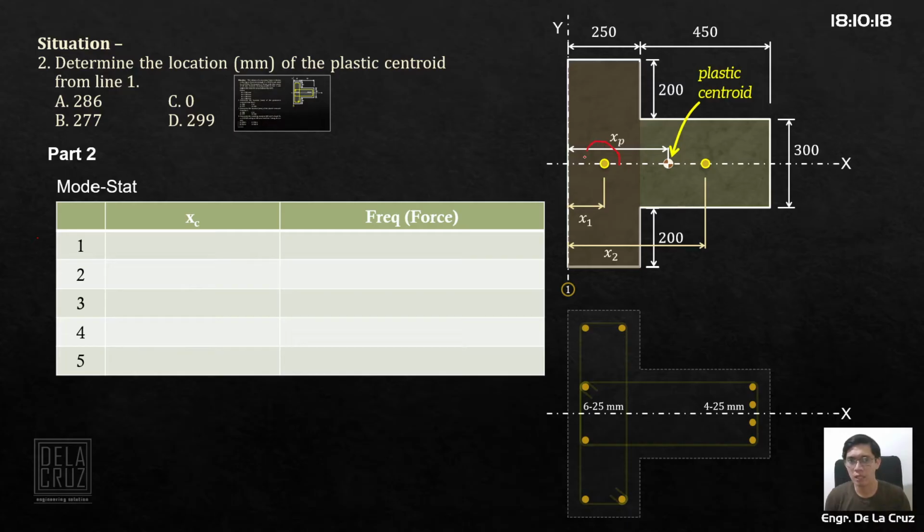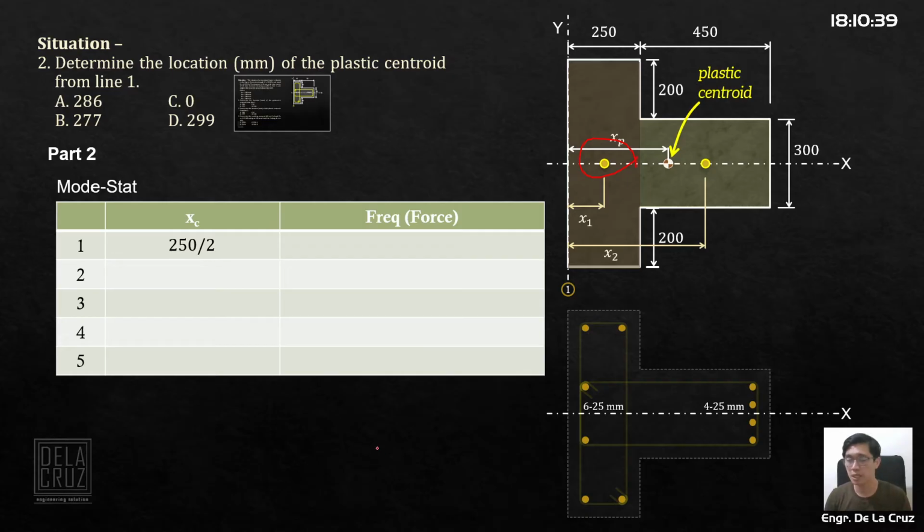Unahin ko to. Meron kang force provided by the concrete. Itong first section natin, what is force? XC muna. Ano yung location niya? Same pa rin kanina. X1 is 250 over 2. Ano yung force dito? Stress times area.